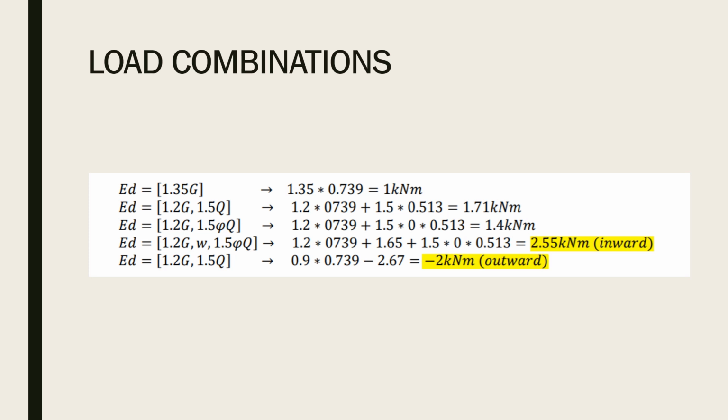Now that the wind, dead, and live loads have been calculated, they will need to be entered into the load combinations for the strength limit state equations using the values found within Table 4.1. After inserting the known values into these equations, we will get the ultimate limit state, which is 2.55 kN per meter inwards force and 2 kN per meter outwards force. According to the standards, these will be the maximum forces exerted on the purlins.